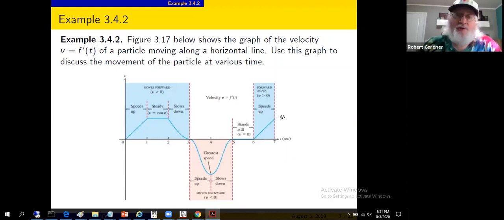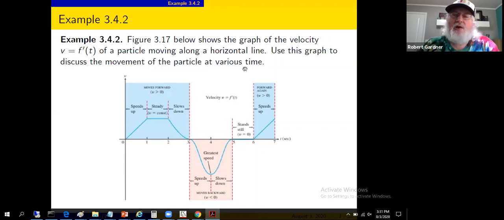Some quick observations before we analyze it in detail. Velocity is positive here, for time, and this is a time axis. For time between 0 and 3, velocity is positive. At the endpoints, it's 0. For time between 3 and 5, velocity is negative because it's below the axis. It's 0 at the endpoints. Between 6 and 7, velocity is also positive. It's 0 at 6. So we've got positive velocity followed by negative velocity, followed by a little place where the velocity is 0, followed by positive velocity.